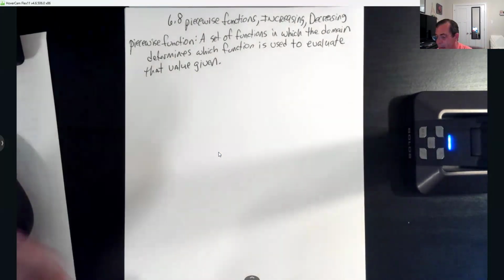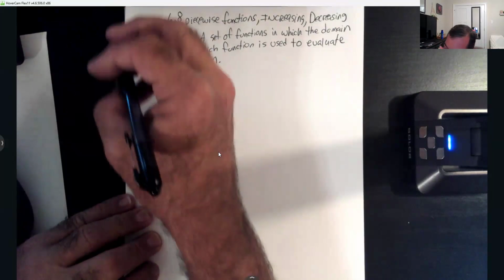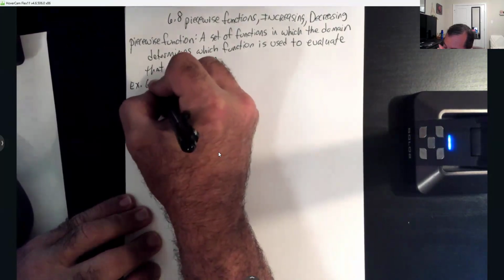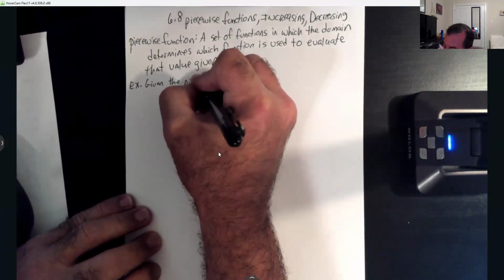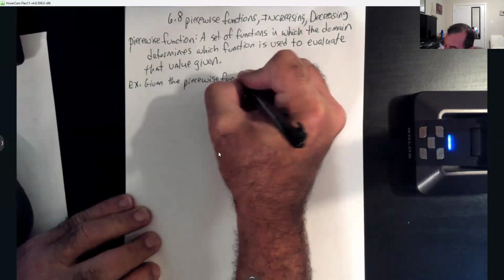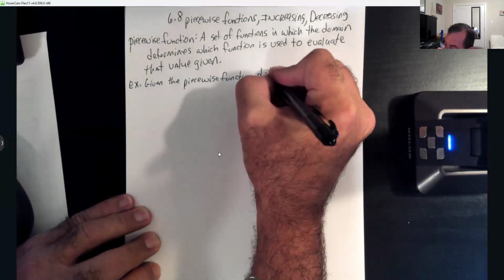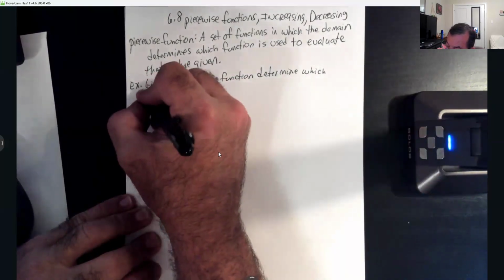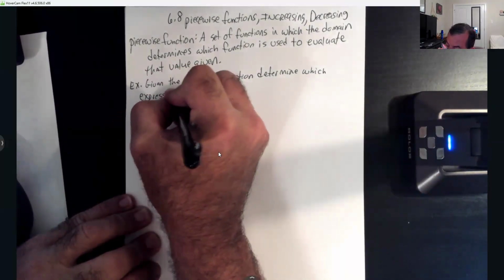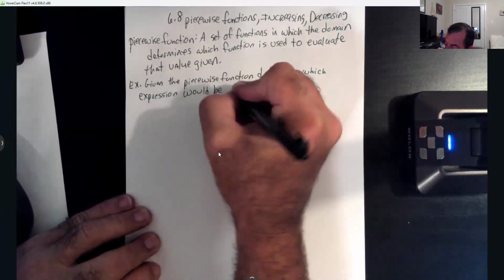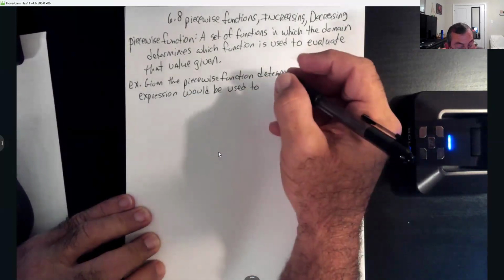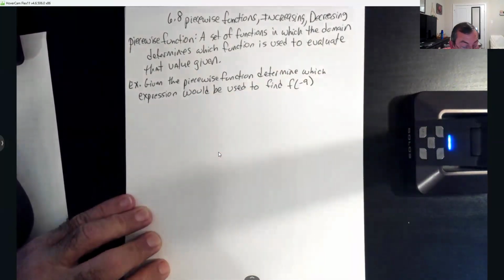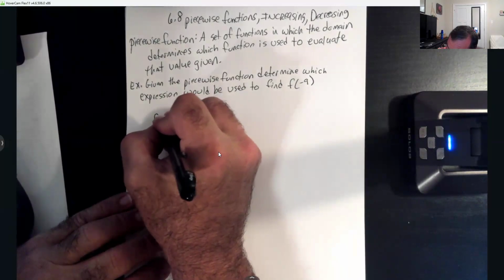So y'all, that's what this section's about when you see a piecewise function. So what they're doing on these examples: given the piecewise function, determine which expression would be used to find f of -9.